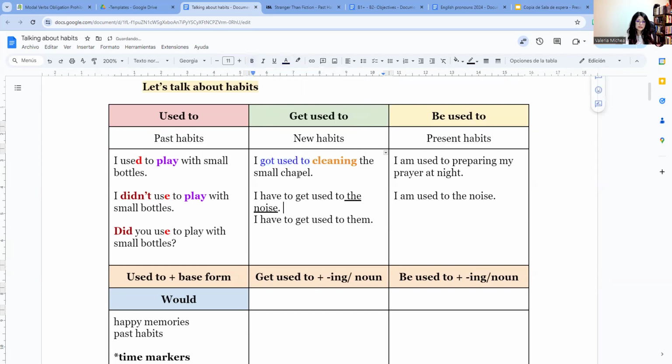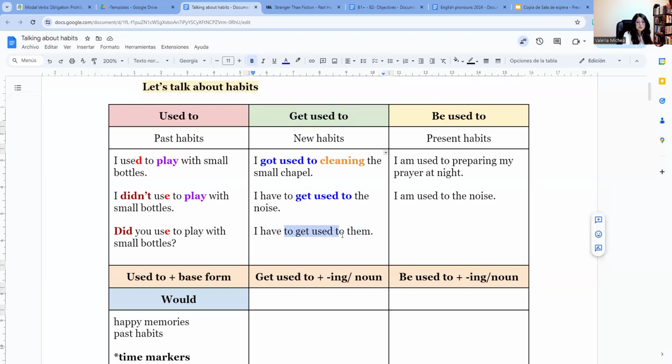Let me mark it a little bit, right? Yeah, so I got used to, I'm using it in the past. What else do we have? I'm trying to take out the underlined. All right, so I have to get used to the noise. Now that is the present, get used to. But it's the same idea, all right? Got used to, it's in the past, get used to, it's in the present. But they express the same idea. I have to get used to the noise. Or I have to get used to them, if you're talking about people, all right?